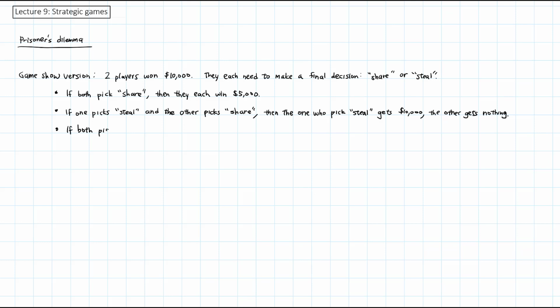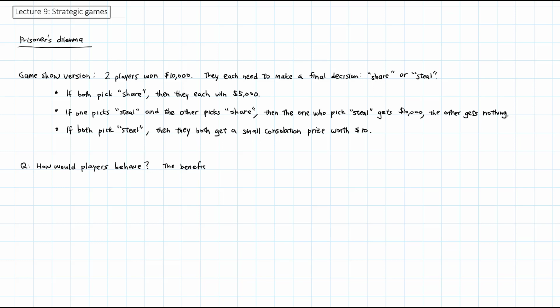If both of them pick steal, then the prize money is gone and they both go home with a small consolation prize worth $10, say. This is an example of a strategic game. And the question is, how should the players behave in this game? The idea is that the benefit that a player receives is dependent not only on their own decision, but also on the decisions of the other players.